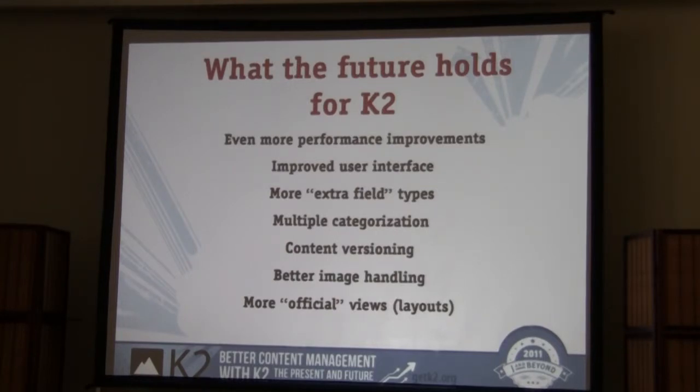We get the feedback from the community about what people want. We evaluate all that, and if it's a reasonable addition, we add it to the core. And of course, that never requires any database table alterations or similar big changes to the table schemas of K2. What's coming, probably in version 3, is multiple categorization. That will make K2 even better for creating catalogs and assigning products to multiple categories.